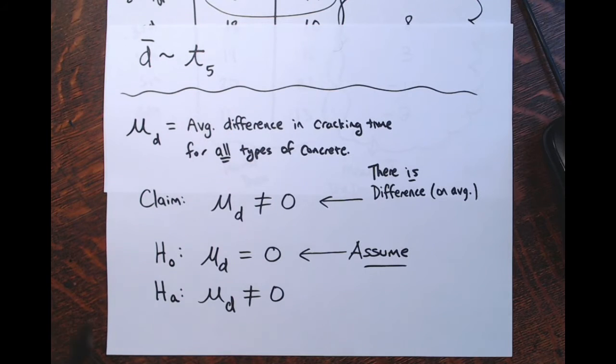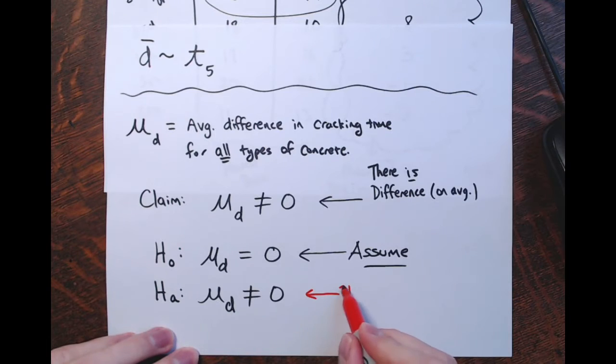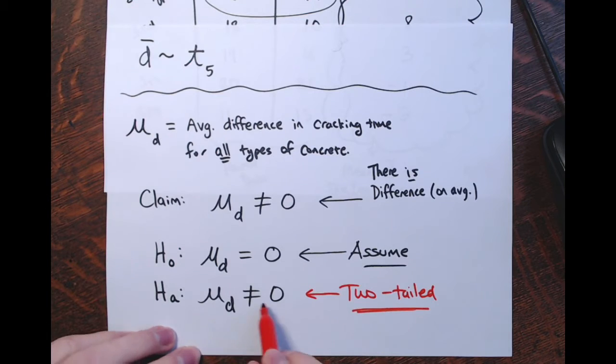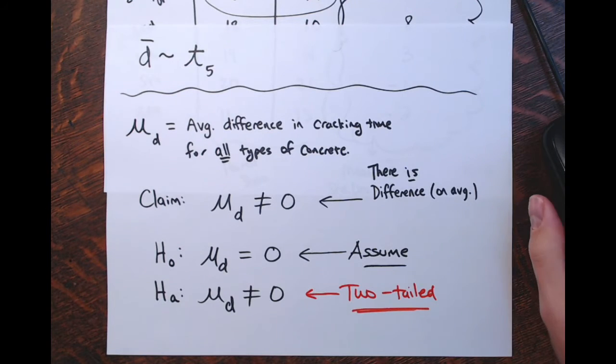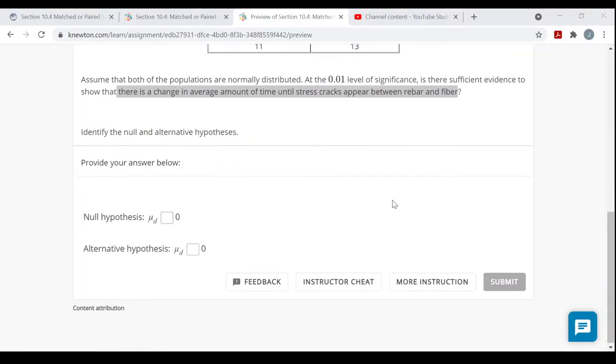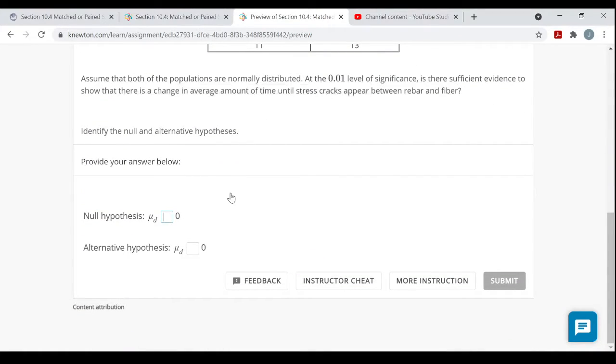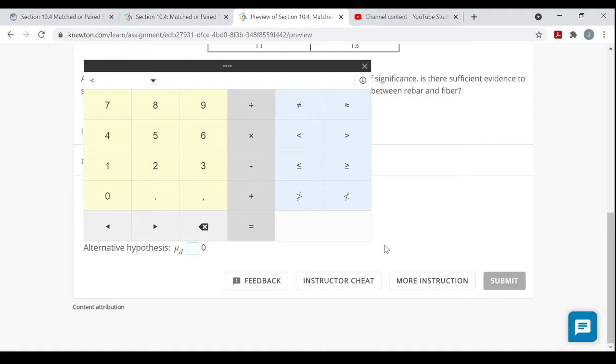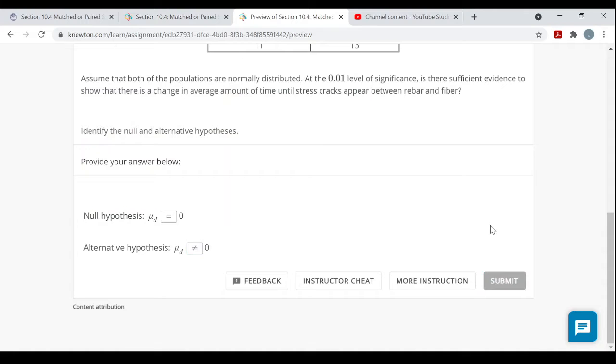All right. And from this alternative hypothesis, you can also say what kind of a test it is. This would be a two-tailed test, because the parameter is not equal to some value. All right, so let's put this stuff in first. That's what they're asking us first. So the null hypothesis, we're going to assume that there is no difference on average between the cracking times, that mu d equals 0. And then the alternative hypothesis is just that there is a change in these average cracking times, so that mu d is not equal to 0, a two-tailed test.